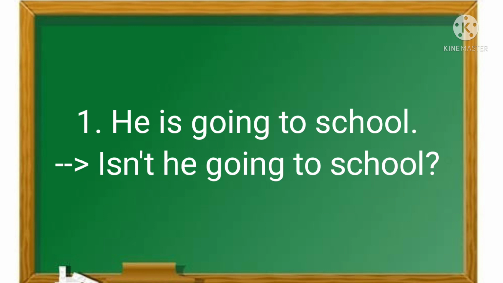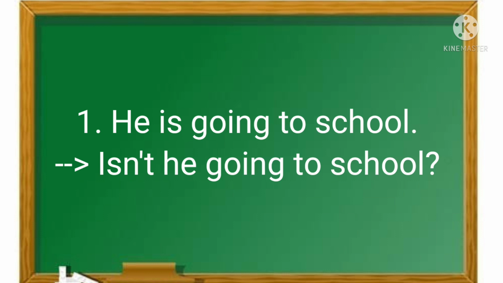So the first example, number 1, he is going to school. It is an assertive sentence. What you need to do is make it an interrogative sentence. How can you do this? First step is, you have to write down an auxiliary verb. Who is the auxiliary verb here? Definitely is. So write down is.